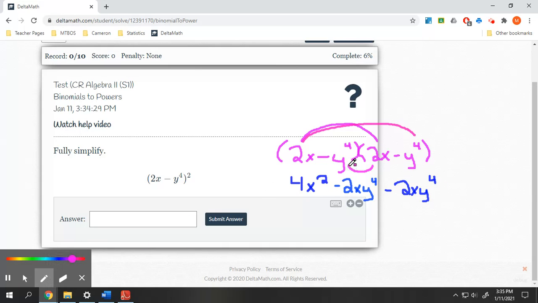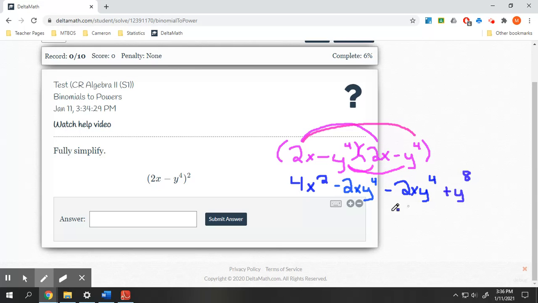All right, and then finally, last term here. I have negative y to the 4th times negative y to the 4th. Well, a negative times a negative is going to be a positive. And then I have y. Now think about it. I have 4 y's here. I have 4 y's here. If I were to line those all up, I have y times y times y times y times y times y times y times y. This is y to the 8th.